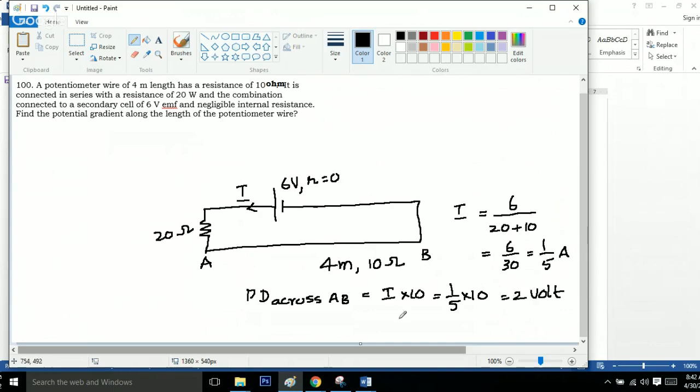When you know PD across that as 2 volt, they are asking potential gradient. Potential gradient is potential calculated per unit length. So total potential is 2 volt and total length is 4 meter. It should be 0.5 volt per meter. That's all.